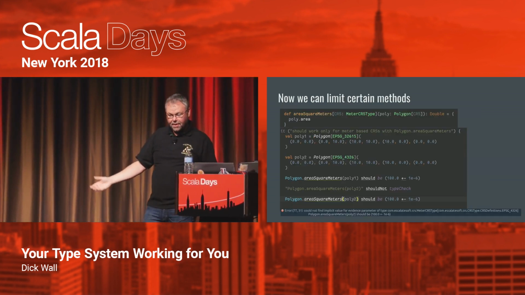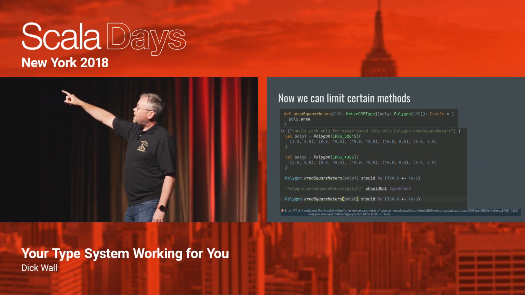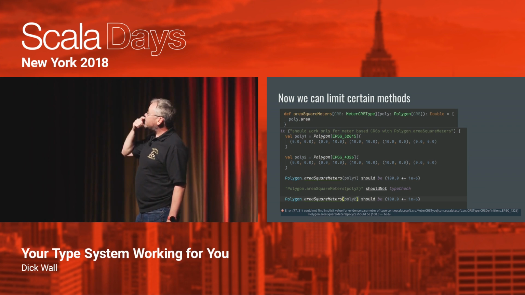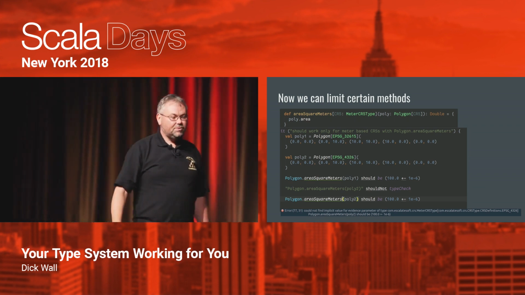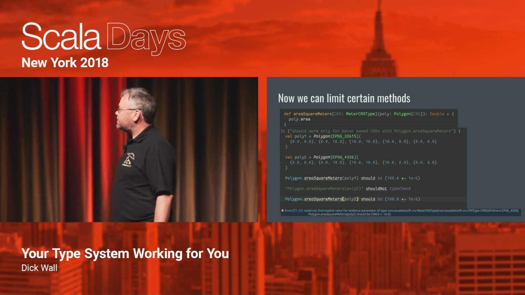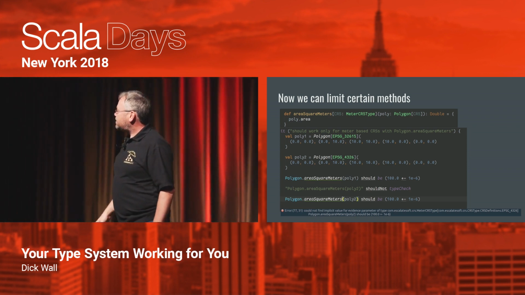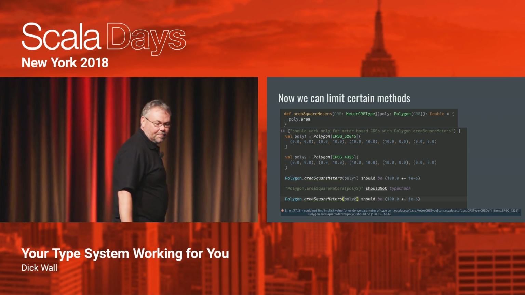And if we do that, we can say things like this: area in square meters, and we will only accept CRSs now that are meter-based, okay? And it won't compile if you use something else. It will tell you what it says down the bottom there: could not find evidence that EPSG 4326 is meter-based, is effectively what that's saying.